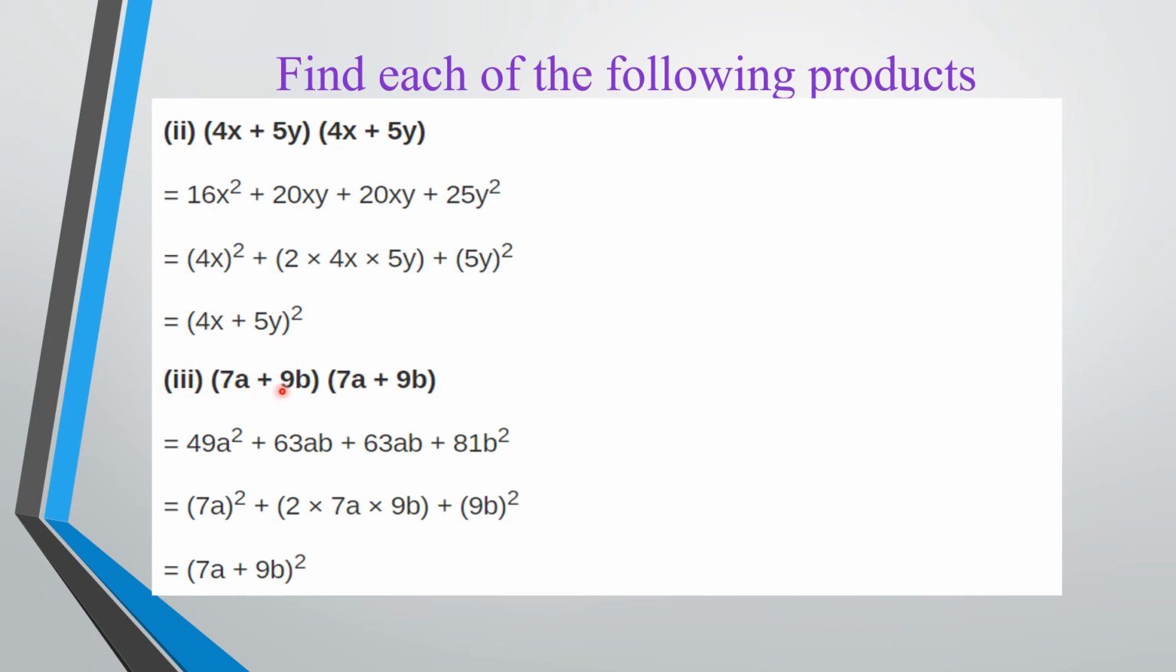7a plus 9b multiplied with 7a plus 9b. Because they have a power of 1, when it gets multiplied the power gets added, so it becomes 7a plus 9b to the power 2. Or we can write it elaborately: 7a into 7a is 49a squared. 7a into 9b, I get 63ab, and 9b into 7a is 63ab, and 9b into 9b is 81b squared. So this is of the form 7a plus 9b the whole square.